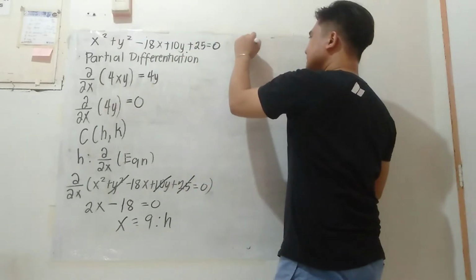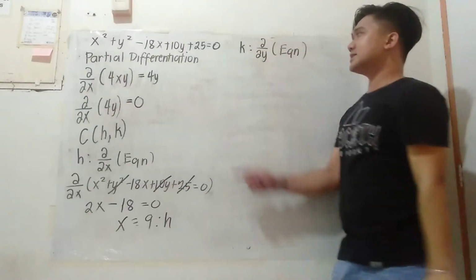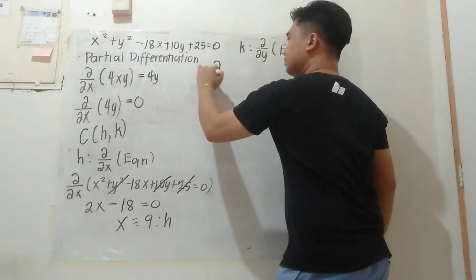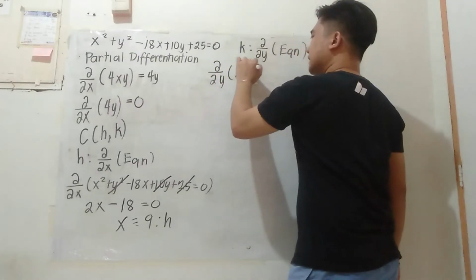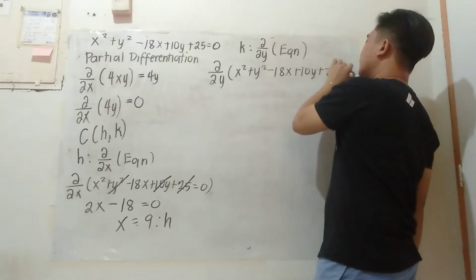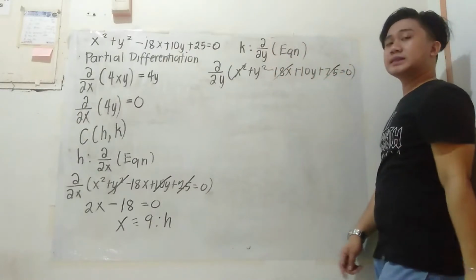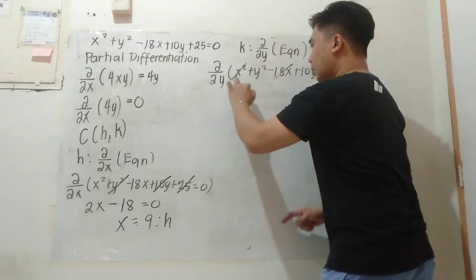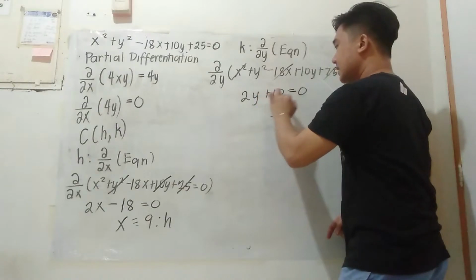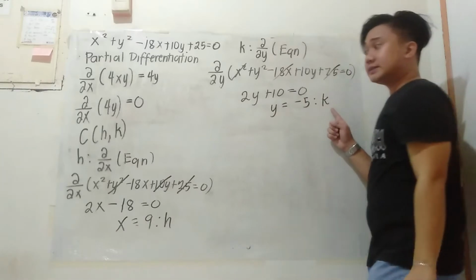Next, para mahanap mo naman si k, ipa-partial differentiate mo ang iyong equation with respect to y. Kasi nga, siya yung y coordinate ng center mo. Okay? So, partial derivative of x squared plus y squared minus 18x plus 10y plus 25 equals 0. Okay? I-cancel ko na lahat ng may mga solong x pati itong constant natin kasi magzi-0 lang yan. That is 2y plus 10 equals 0. So, y is equal to negative 5. At itong negative 5, ang y coordinate ng iyong center.